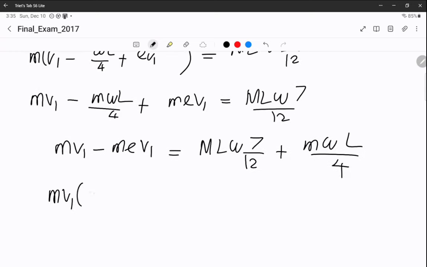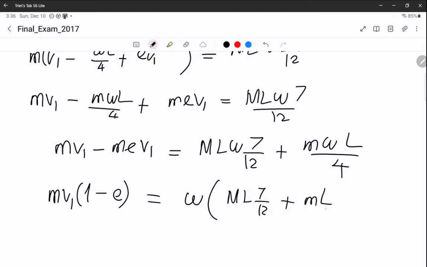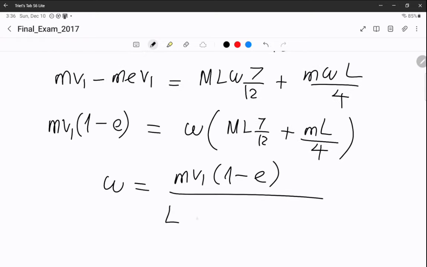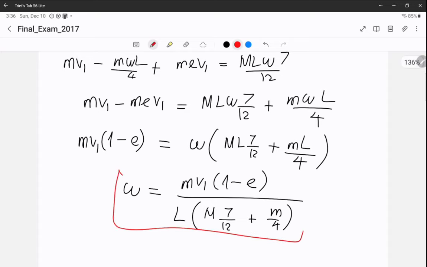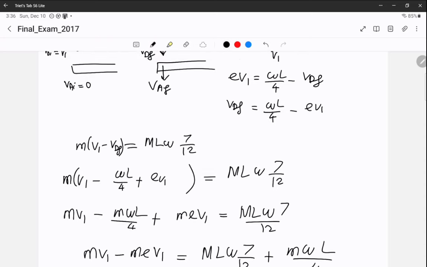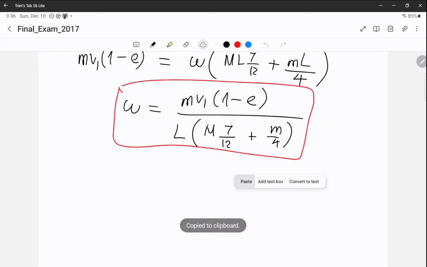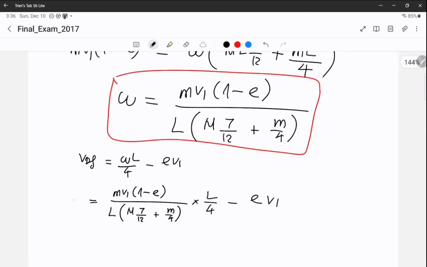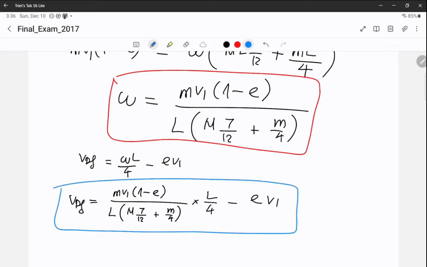So the left side is going to be MV1 times (1 minus E) equal to omega ML times (7 over 12 plus 1 over 4). And then omega is going to be MV1 times (1 minus E) over L times M times (7 over 12 plus 1 over 4). So that's omega. And then VDF, simply this. It's VDF, and then we have omega already. Put it in. The term omega L over 4 minus EV1, and you get the answer for VDF. And that's the answer for this last part.